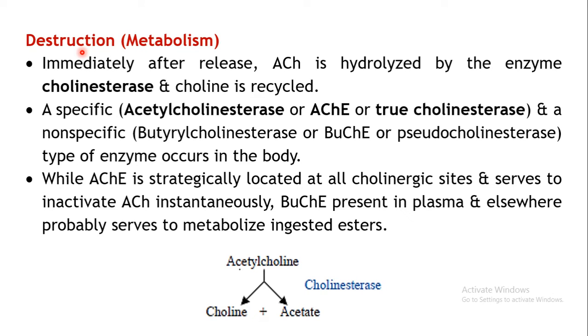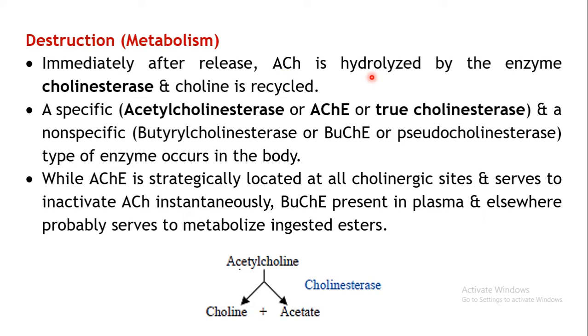Now once the ACH is released, as the impulse comes or as the signal comes, the ACH will be released from the stored vesicles as and when it is required. Now once it is released, it will act onto the respective receptors and it will transmit its information. So once it has done, immediately the ACH will be broken down by the process of hydrolysis. Whatever ACH is released in the synaptic cleft, it immediately gets hydrolyzed.